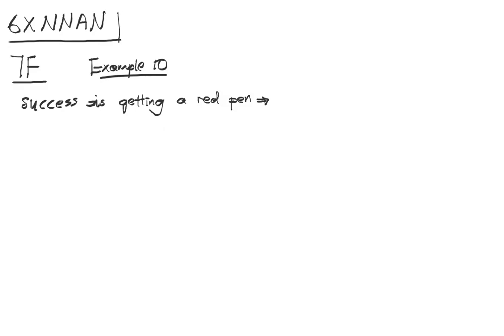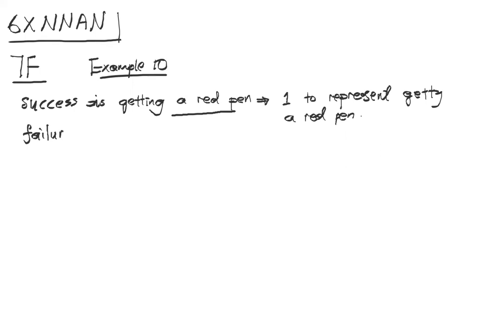So what do you represent? You use 1 to represent getting a red pen, when you draw a pen from the box. Am I right? So you have to specify your success. Okay, then what is the failure here? What is the failure here?